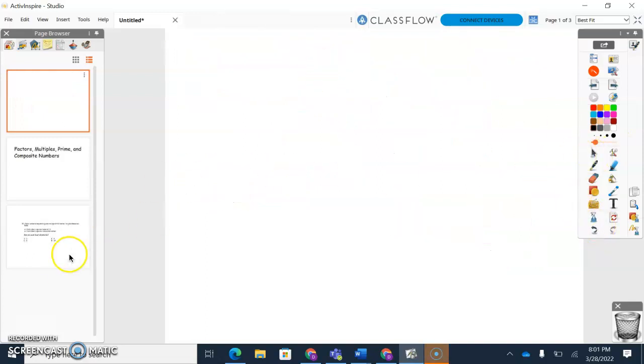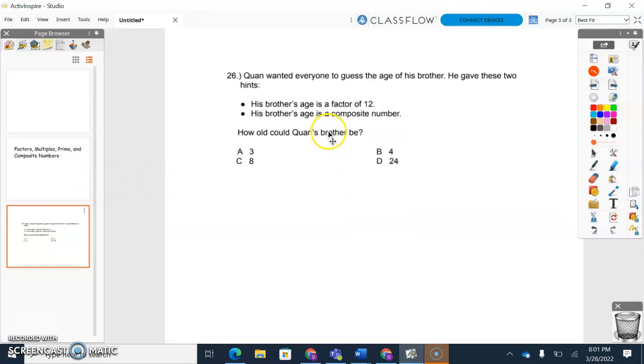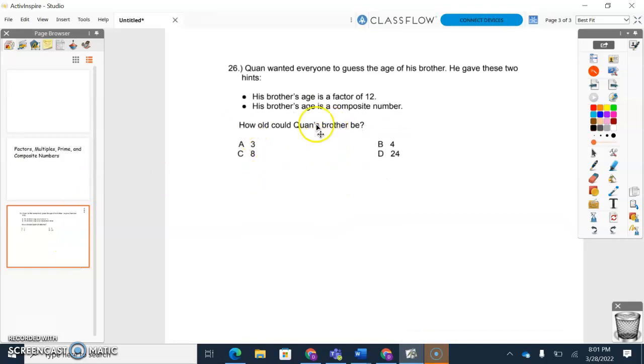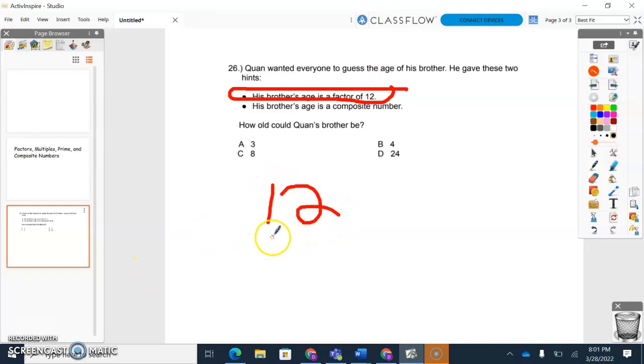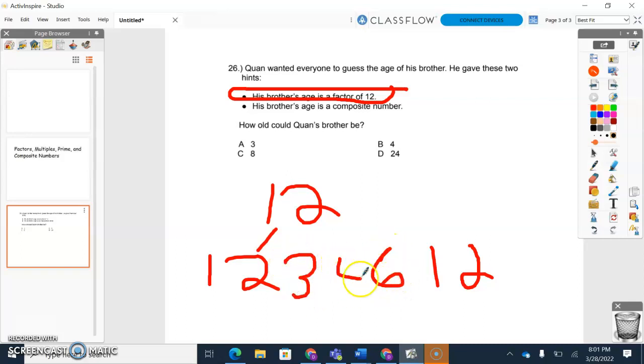Now let's look at a question here. All right. Juan wants everyone to guess the age of his brother. He gave these 2 hints. His brother is a factor of 12. So first you're going to look at this first bullet and solve it. So factors of 12. Factors are 2 numbers you multiply to get to 12. So I know 1 times 12. What else? 2 times 6 and 3 times 4.